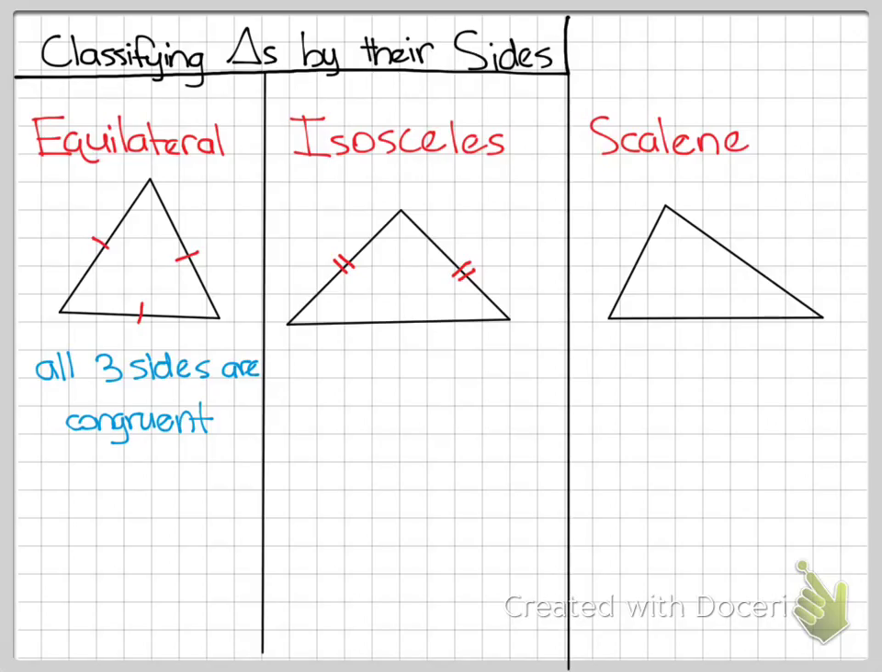So that is an equilateral triangle. Something neat about an equilateral triangle: if its sides are all congruent, its angles are going to turn out to be congruent too. So it's equilateral and equiangular.